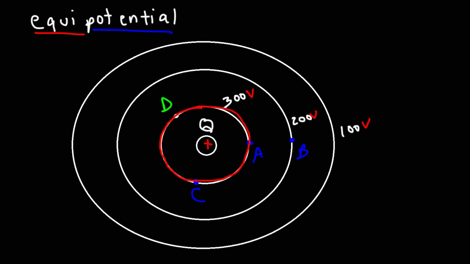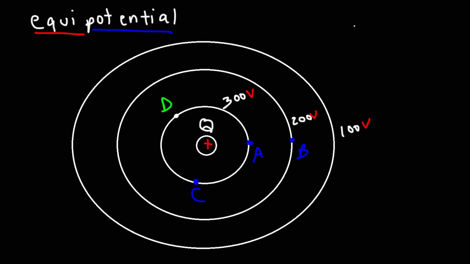So at point D, the electric potential is 300 volts. At point A, it's also 300 volts. At point C, it's 300 volts. Anywhere along that line, the electric potential is equal. It's the same. It doesn't change. So it's called an equipotential line.